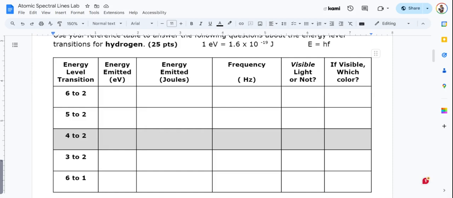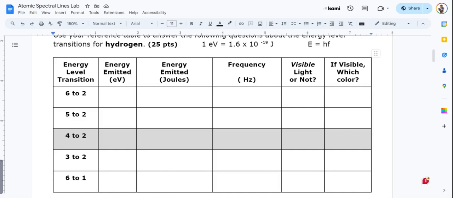And double check, because nobody's perfect. Could somebody do that for me? 2.55 times 1.6 times 10 to the negative 19. What do you get? It's 4.08 times 10 to the negative 19. Is she right? Is it 4.08? That is joules. Okay, we got that one over there.